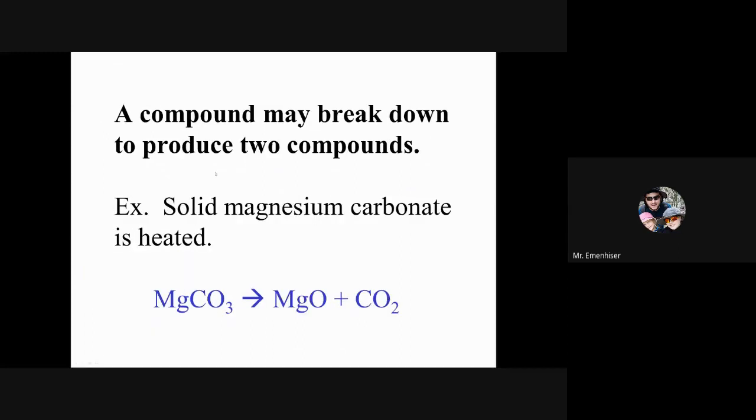A compound may break down to produce 2 compounds. So if you have magnesium carbonate, you guys saw this one on the test, MgCO3. CO3 is the carbonate ion. Magnesium is a +2, and carbonate is a -2. So when it breaks down, if you heat it, we can write heat here, or another way that we usually show it is a triangle. That symbol delta, the triangle, means that we're adding heat, and it'll break down.